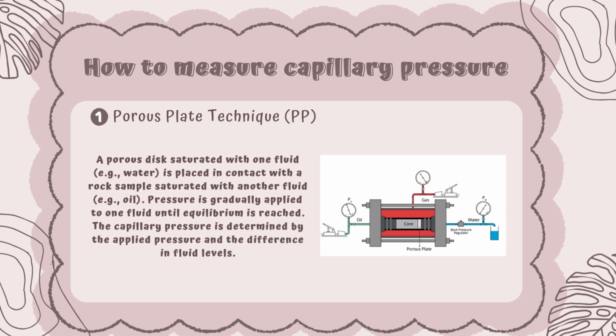In this technique, a porous disc saturated with one fluid, for example water, is placed in contact with a rock sample saturated with another fluid, for example oil. Pressure is gradually applied to one fluid until equilibrium state is reached. The capillary pressure is determined by the applied pressure and the difference in fluid levels.